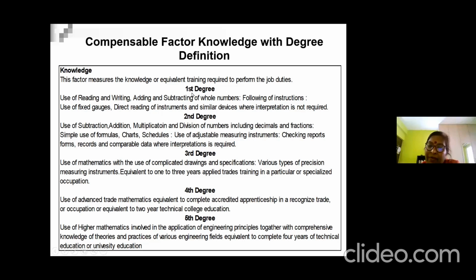Now, this is the first level, but look at the fifth degree. Use of higher mathematics involved in the application of engineering principles, together with comprehensive knowledge of theories and practices of various engineering. So have you noticed that there is a huge difference in the descriptor of the first degree and the descriptor of the fifth degree? Yes or no? Yeah. Intensity, complexity is different.